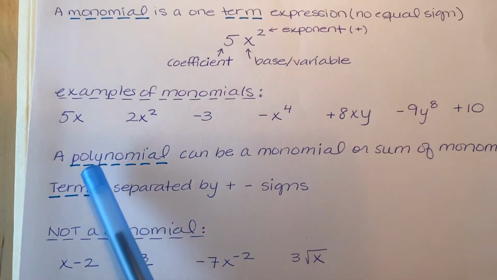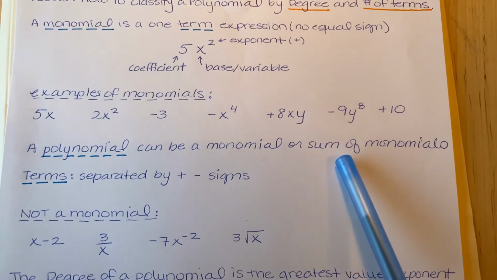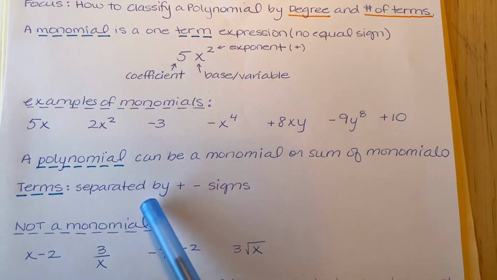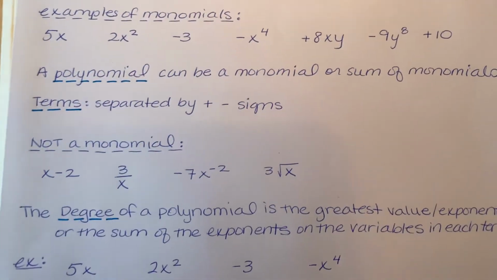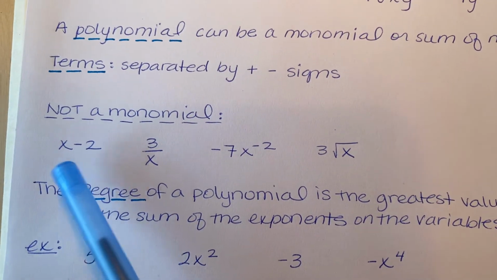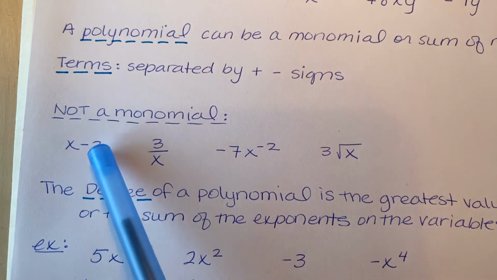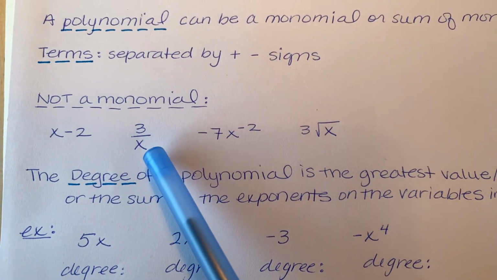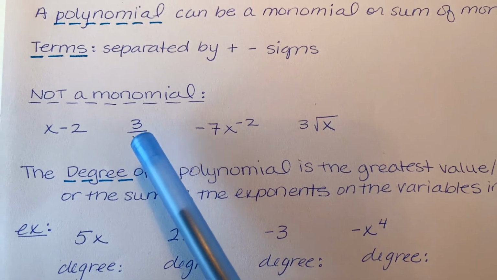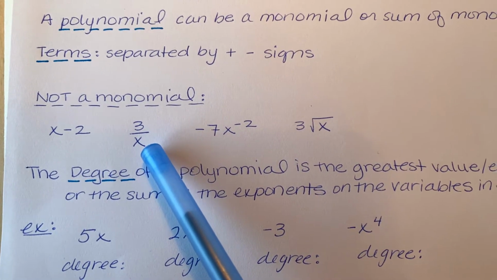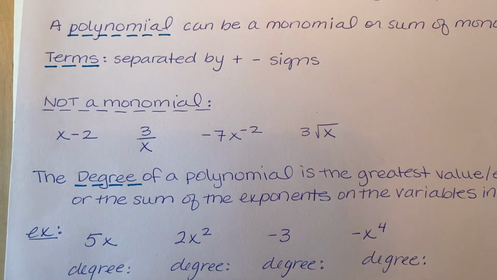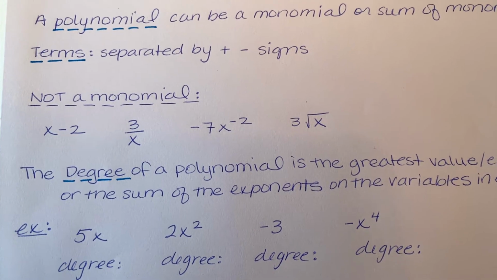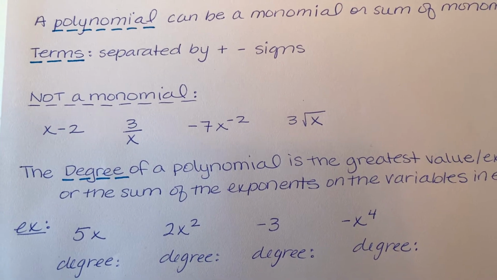Okay, a polynomial can be a monomial or a sum of monomials. Terms are separated by plus and negative signs. Not a monomial: x minus 2, that's actually two terms, because that negative 2 separates these two monomials, so it's actually a binomial. It has two terms. 3 with an x in the denominator: your variables or your bases cannot be denominators, we're not dealing with those. That will be Integrated Math 3. All right, and then negative 7x to the negative 2 exponent.